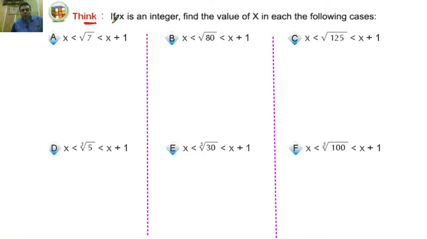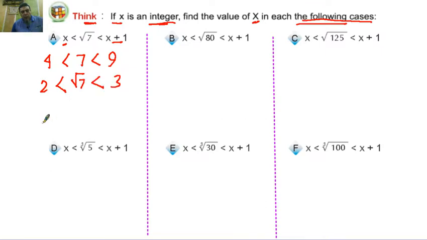Think: if x is an integer, find the value of x in each of the following cases. Square root of 7 is greater than an integer and less than an integer. We mentioned before that we look for perfect squares. The perfect square less than 7 is 4, and the perfect square greater than 7 is 9. By taking the square root, square root of 7 is greater than 2 and less than 3. Then x equals the first number, x equals 2.